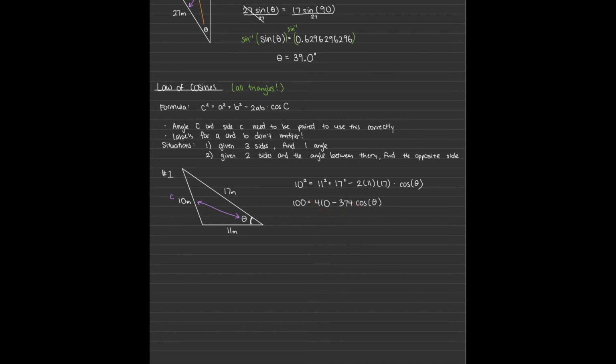The way we solve for theta at this next step is by going through our inverse operation. So that's subtracting 410 from both sides. So that's negative 310 is equal to negative 374 cosine theta. Another common mistake here, don't forget to bring that negative sign down. And then, to get cosine theta by itself, we will divide both sides by negative 374.